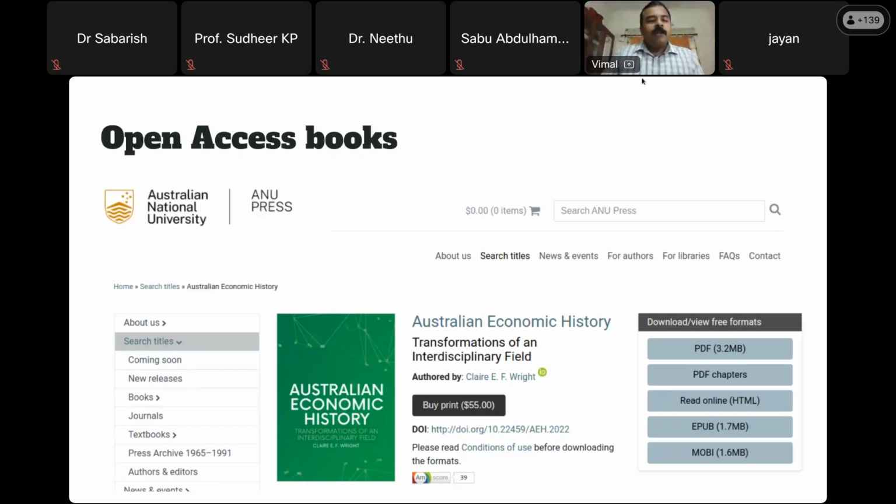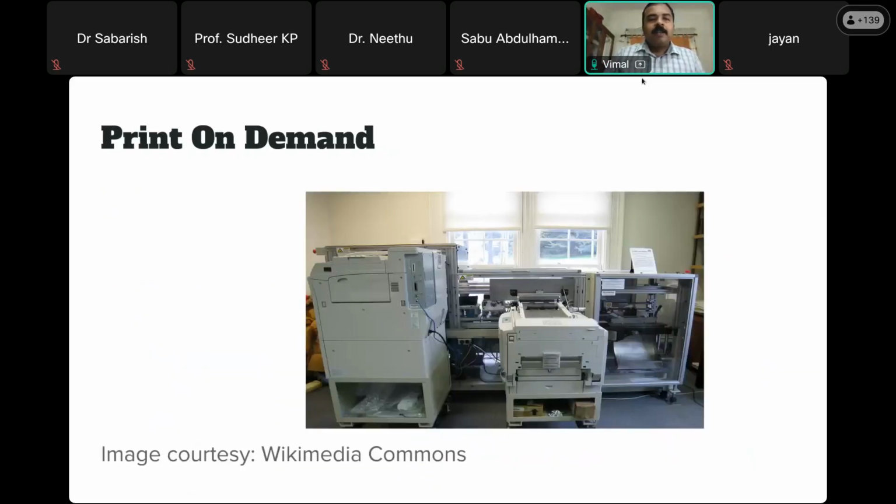This method we can try in our universities in Kerala. This is the picture of a print-on-demand printer. This printer revolutionized the academic book publishing sector. It's a small unit of a machine.